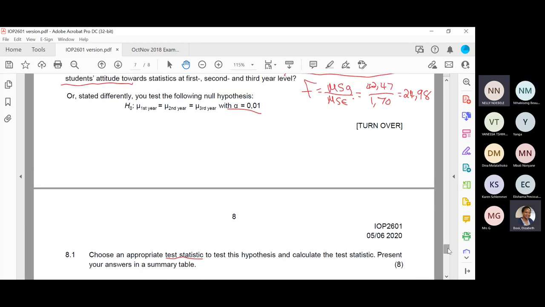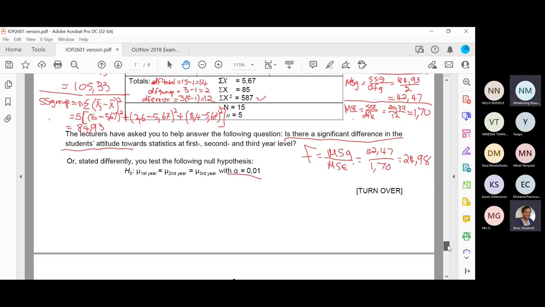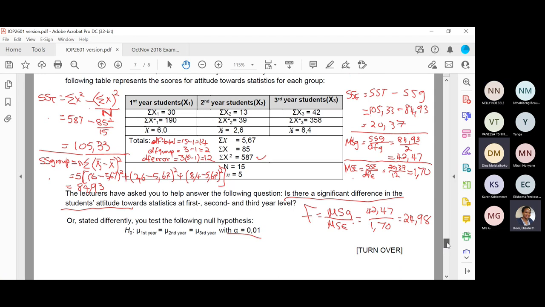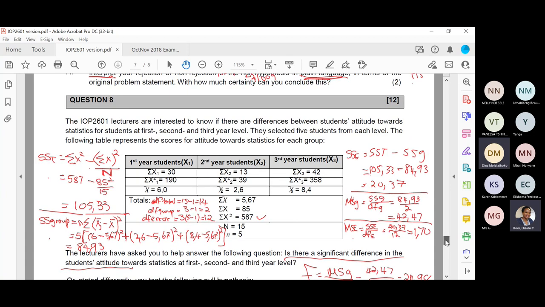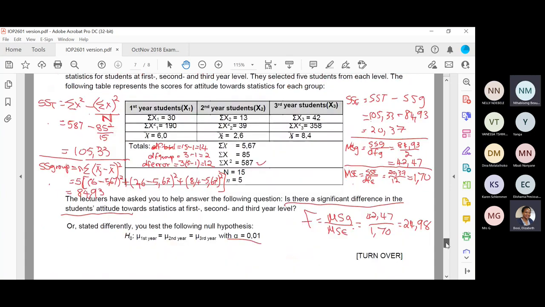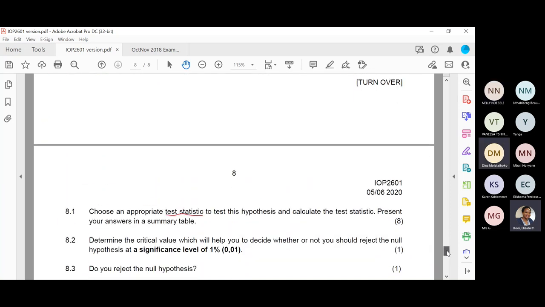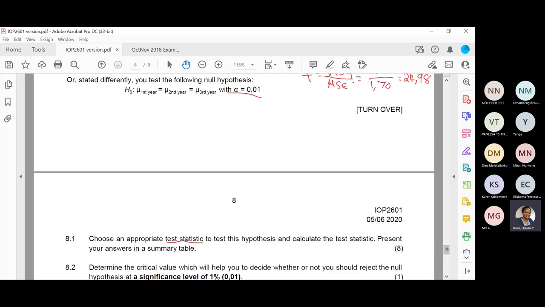So you don't even actually need to show all the calculations, but what is very important is, that's what they say, choose the appropriate test statistics for this and calculate the test statistic. There is no way that you can calculate the test statistics without calculating all these. So you will have to show all of them. And once you're done, then we can present it in the table.